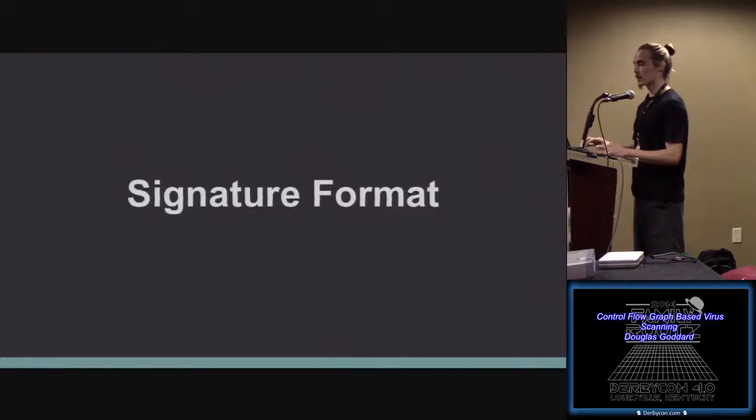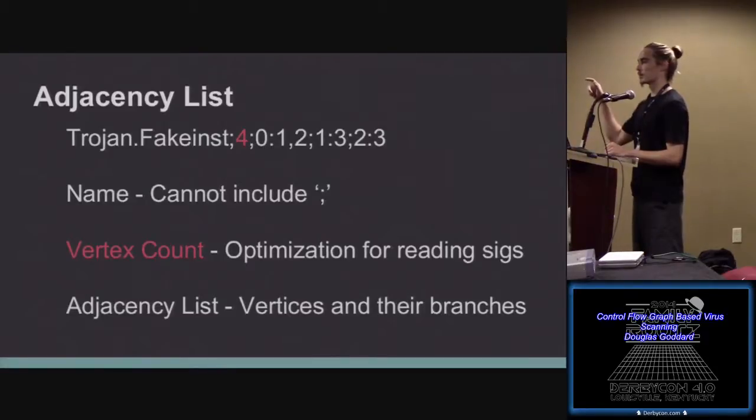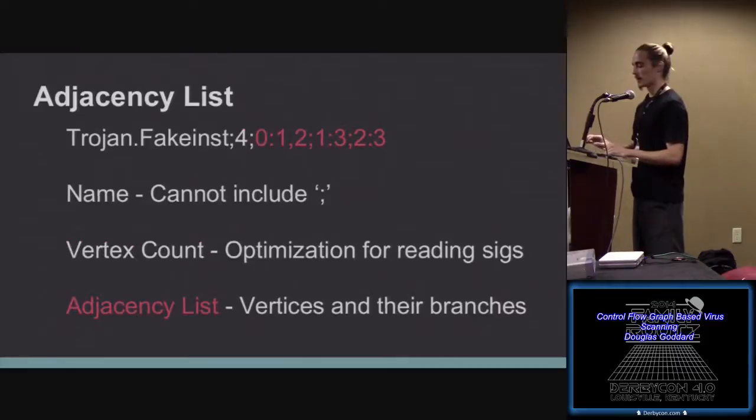So the signature format is an adjacency list. The name can be anything without a semicolon, because that's what I use as a delimiter. You put the vertex count in, and that's an optimization for reading the signatures in, rather than parsing the adjacency list, getting the count, and then re-adding it. I just use that to allocate the matrix quickly and put everything in there. And then the adjacency list.